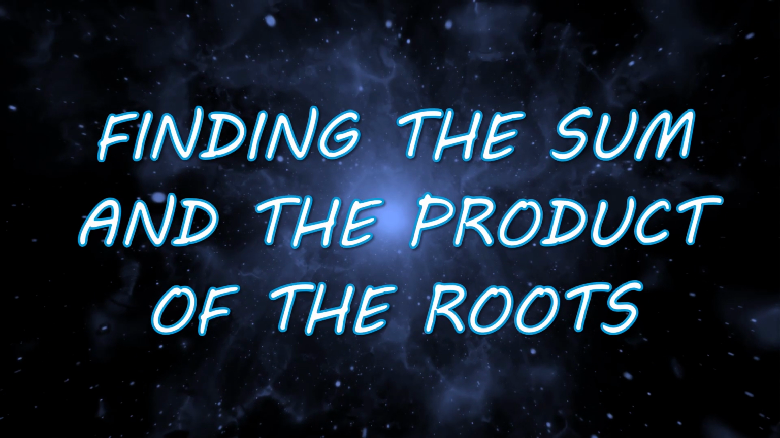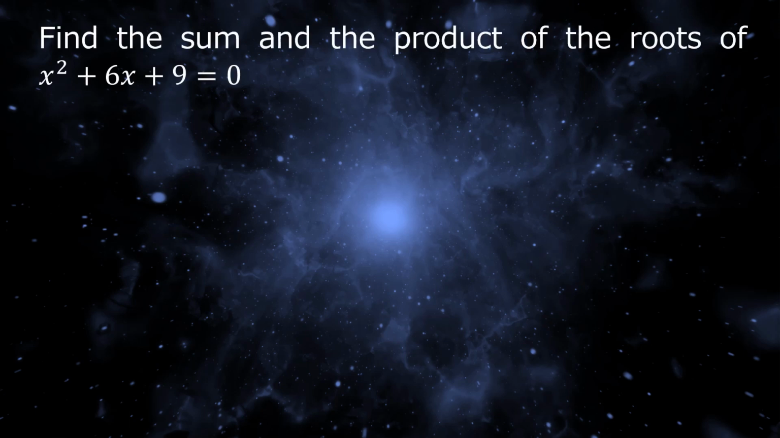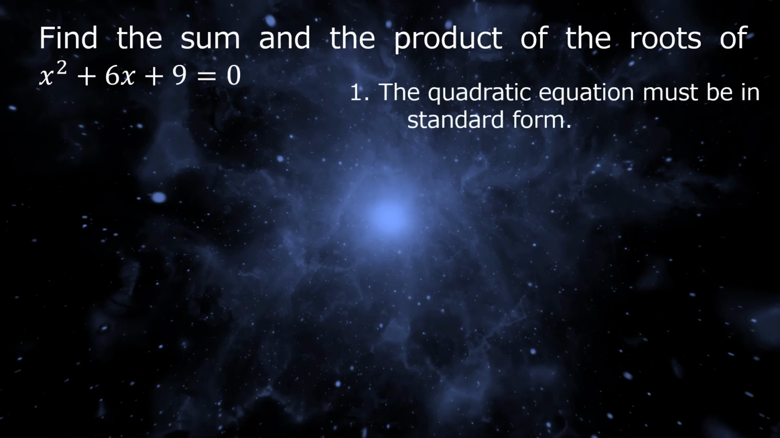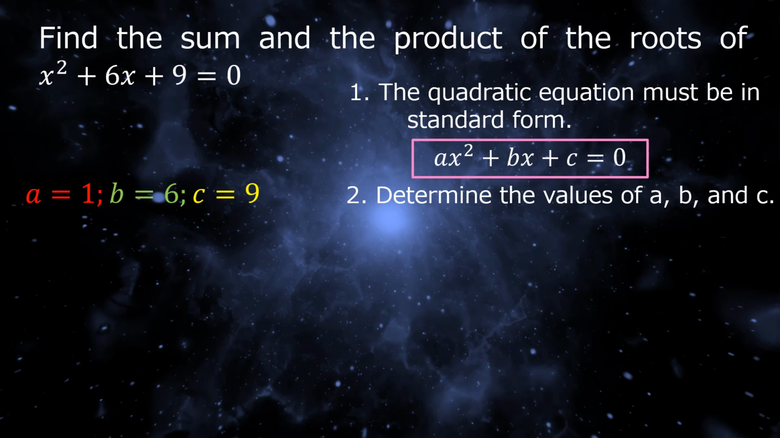Let us now proceed in finding the sum and the product of the roots. We have this example: find the sum and the product of the roots of x squared plus 6x plus 9 is equal to 0. First step, the quadratic equation must be in standard form: ax squared plus bx plus c is equal to 0. So since ang ating quadratic equation ay naka-standard form na, proceed na tayo sa second step. Determine the values of a, b, and c. A is equal to 1, b is equal to 6, and c is equal to 9.